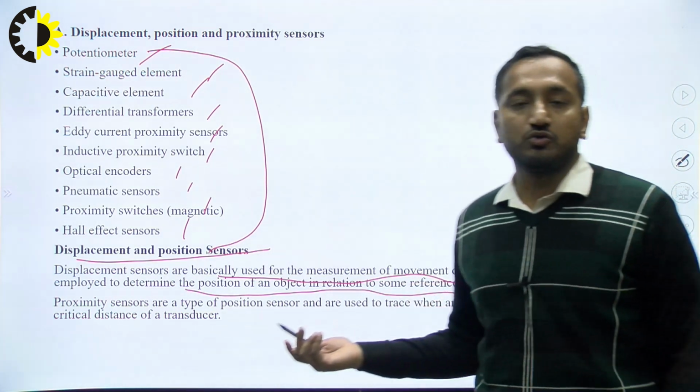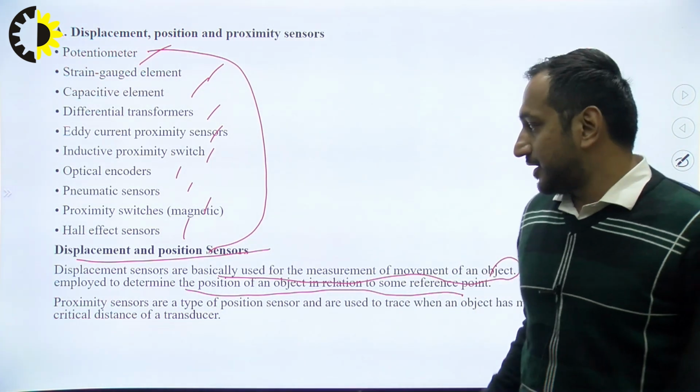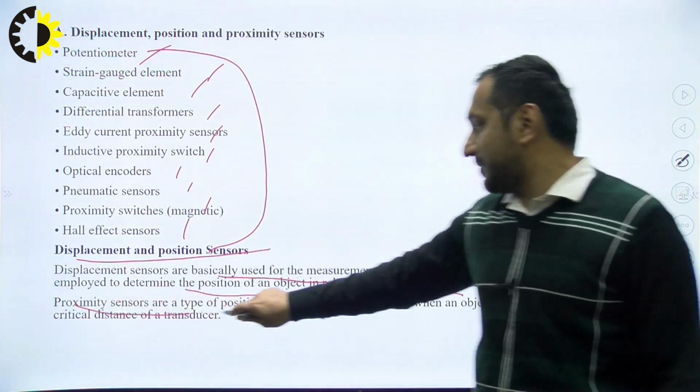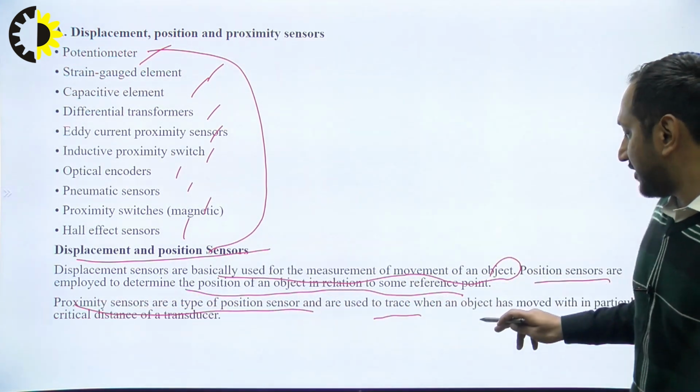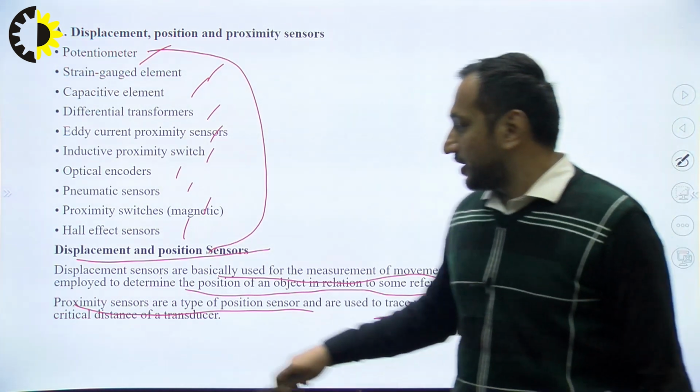They are pretty useful in the manufacturing industry. Proximity sensors are a type of position sensor and are used to trace when an object has moved within the particular critical distance of a transducer.